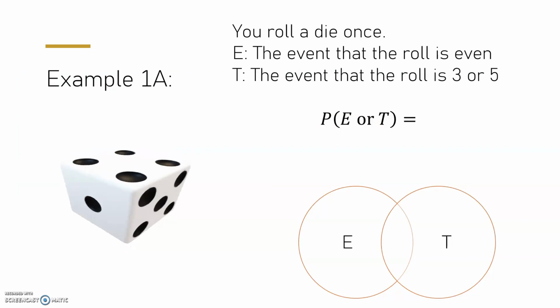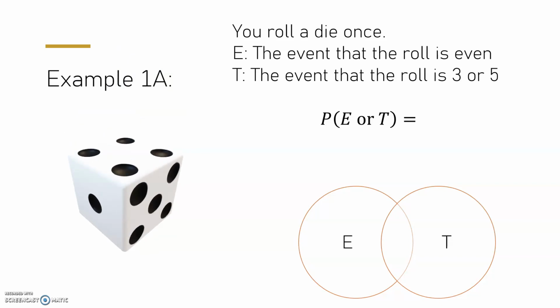So an example is if you roll a die just one time, and the two events we're looking at are the event that the roll is an even number, and the other event is the event that the roll is a 3 or a 5. So I'm going to go ahead and list those as a Venn diagram.